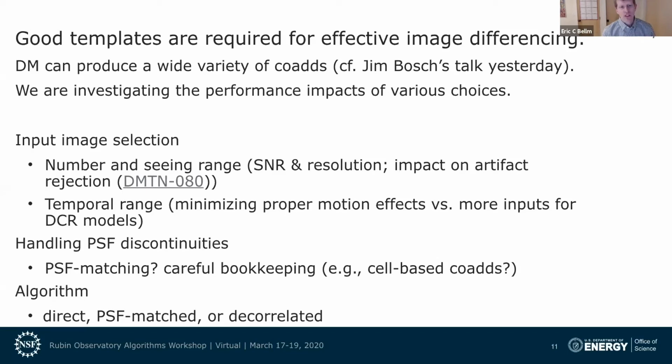So when you think about what images even are included in that stack, there are various trade-offs in terms of how many you include. More images improves your signal to noise, but may include a wider seeing range. You need a certain number to be able to effectively reject asteroids. There's also a little sensitivity around temporal range. Again, you don't want high proper motion stars showing up if you coadd over too long of a range, but we do need enough images, we think, to model DCR effects. And so that's a trade-off that we're still exploring.